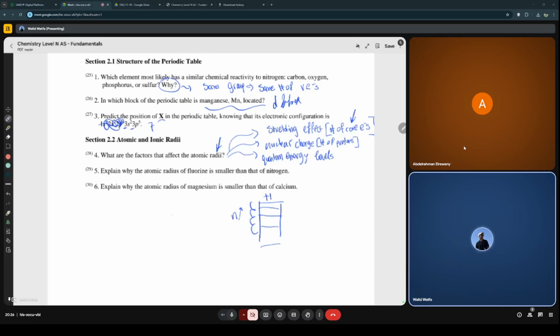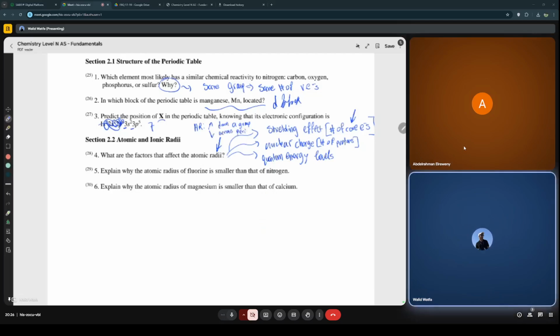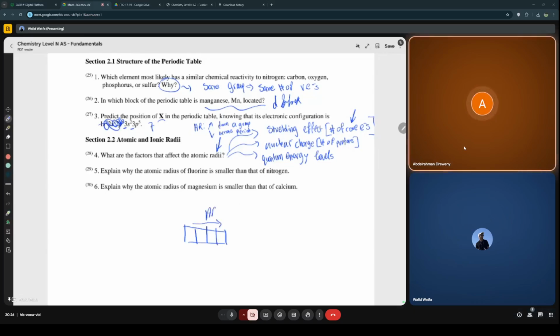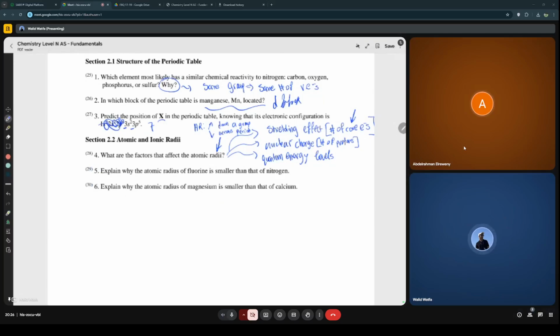So atomic radius down a group, let's put it on the side. Atomic radius increases down a group, decreases across a period. Across a period, why does it decrease? Do you know why? Across a period, if you're going across, the nuclear charge. Wait. Stop talking. That's literally question 5 and 6. We're gonna do it now.